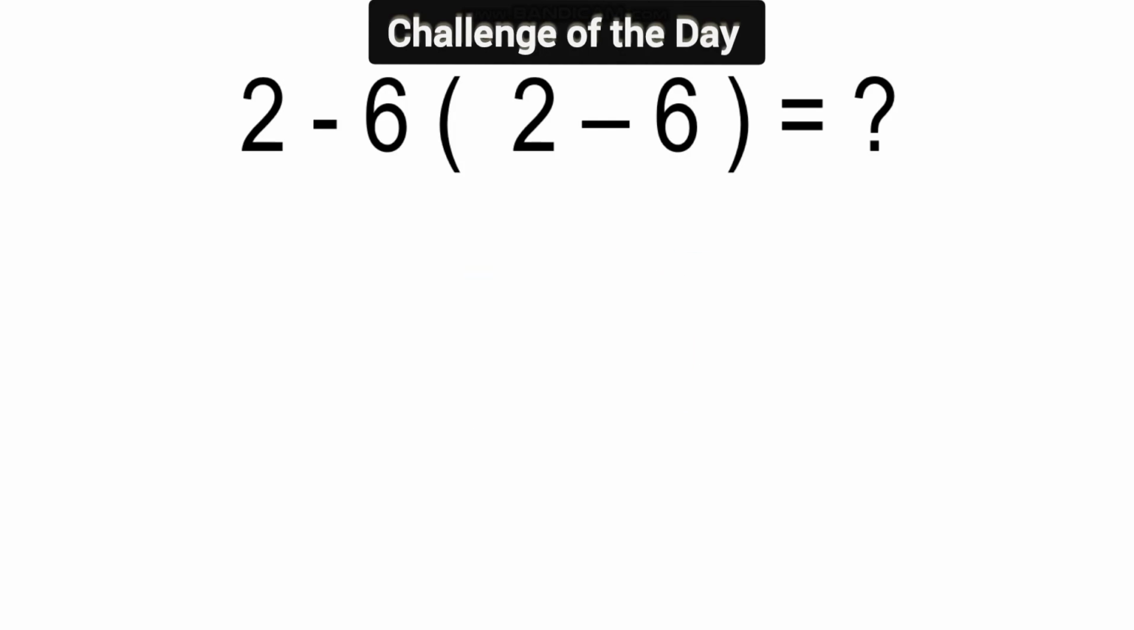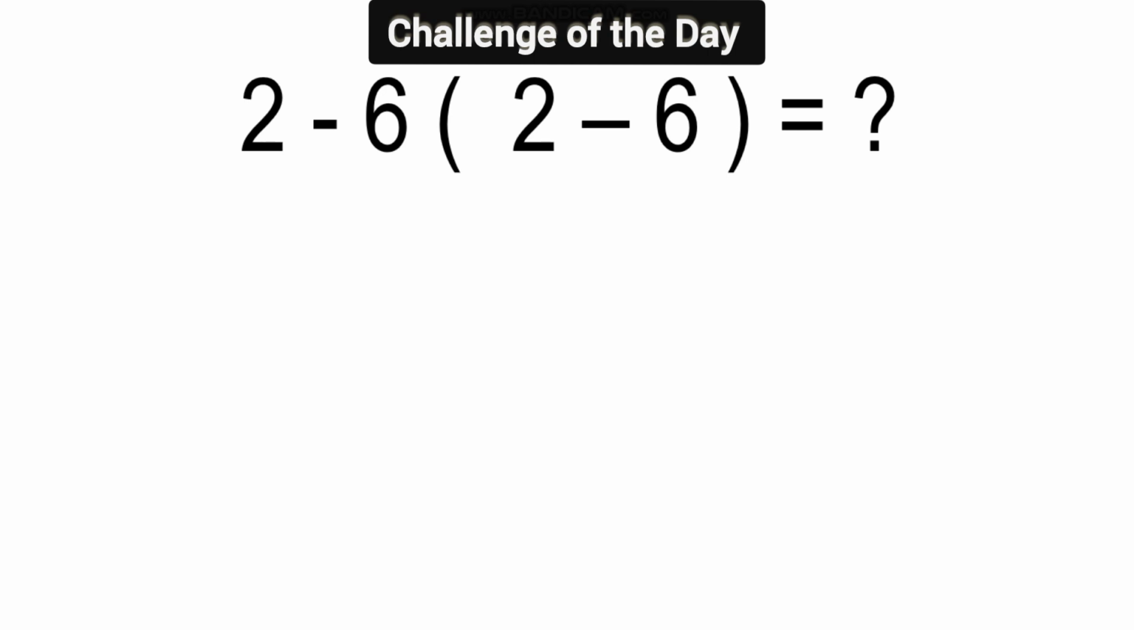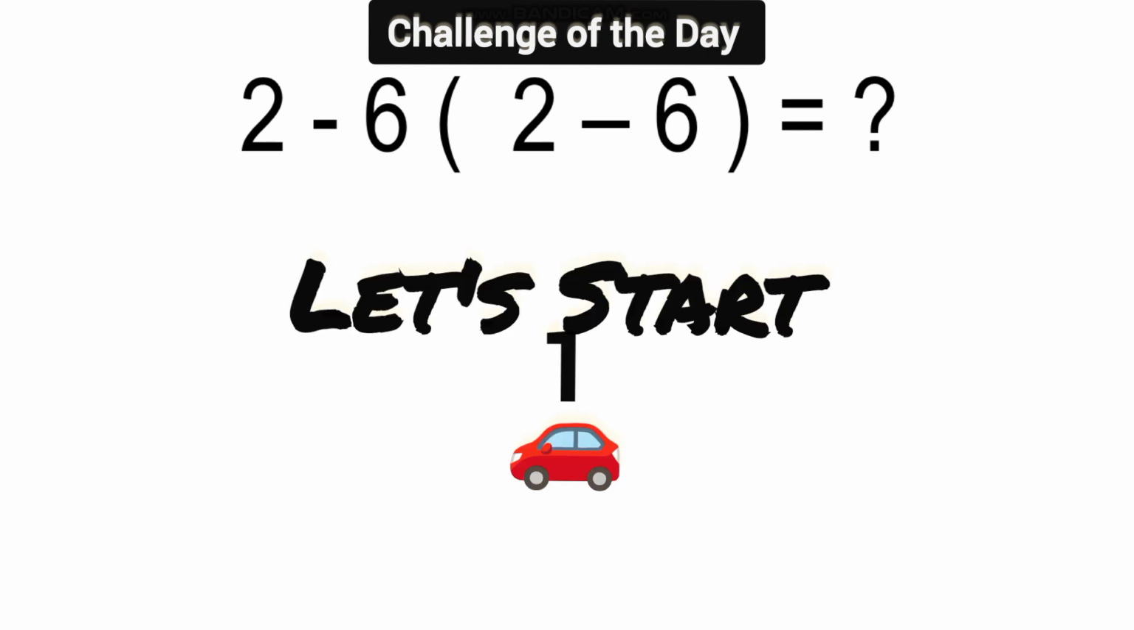Most students get trapped by the negative sign here. Can you solve this correctly without making a mistake? The question is, 2 minus 6 times 2 minus 6. Your time starts now. 3, 2, 1. Let's go.